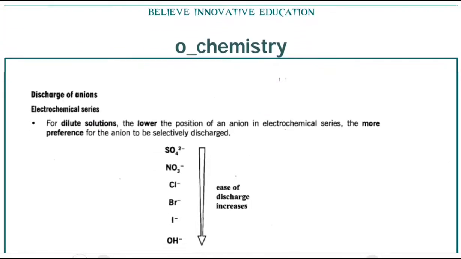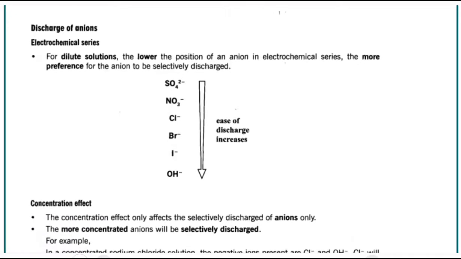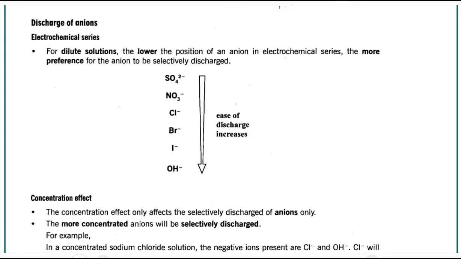So let's go to the ease of discharge of the anions. The anions are the ones that go to the anode. The anions are negatively charged, right? The negatively charged ones are mainly the ones that are not metals, right? So remember, the metals are affected by the reactivity series, and these ones are the nonmetals. The nonmetals are the ones that are going to be affected by the electrochemical series. So there are two things that affect, right? The electrochemical series, as well as the concentration effect.